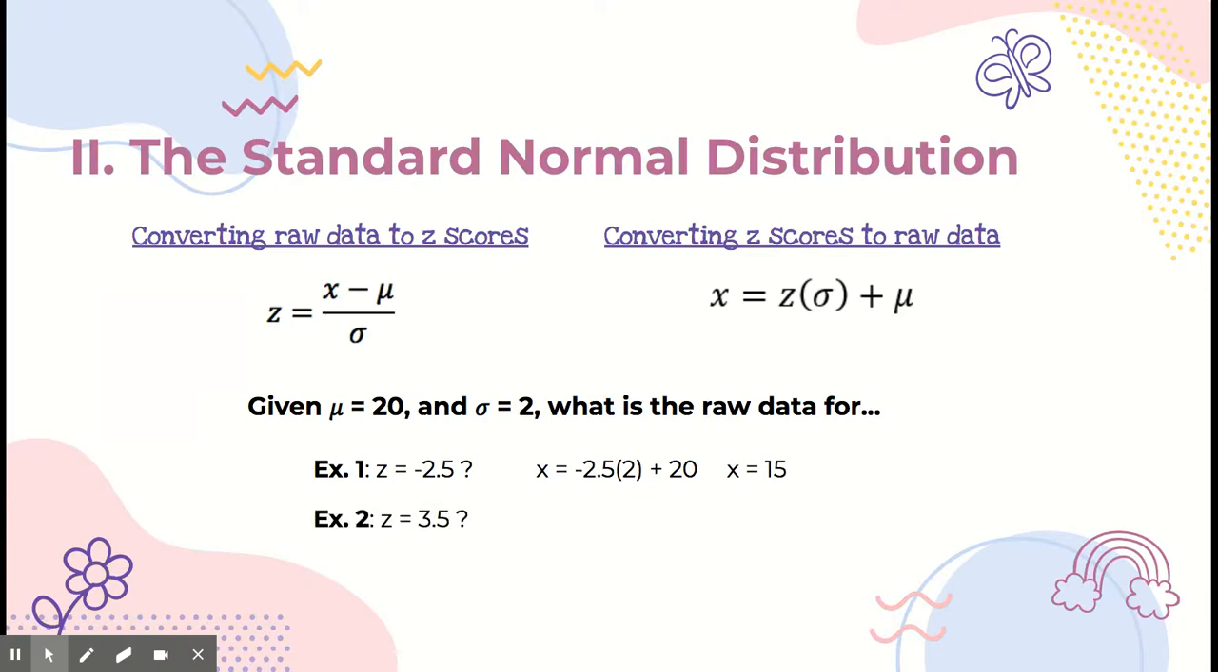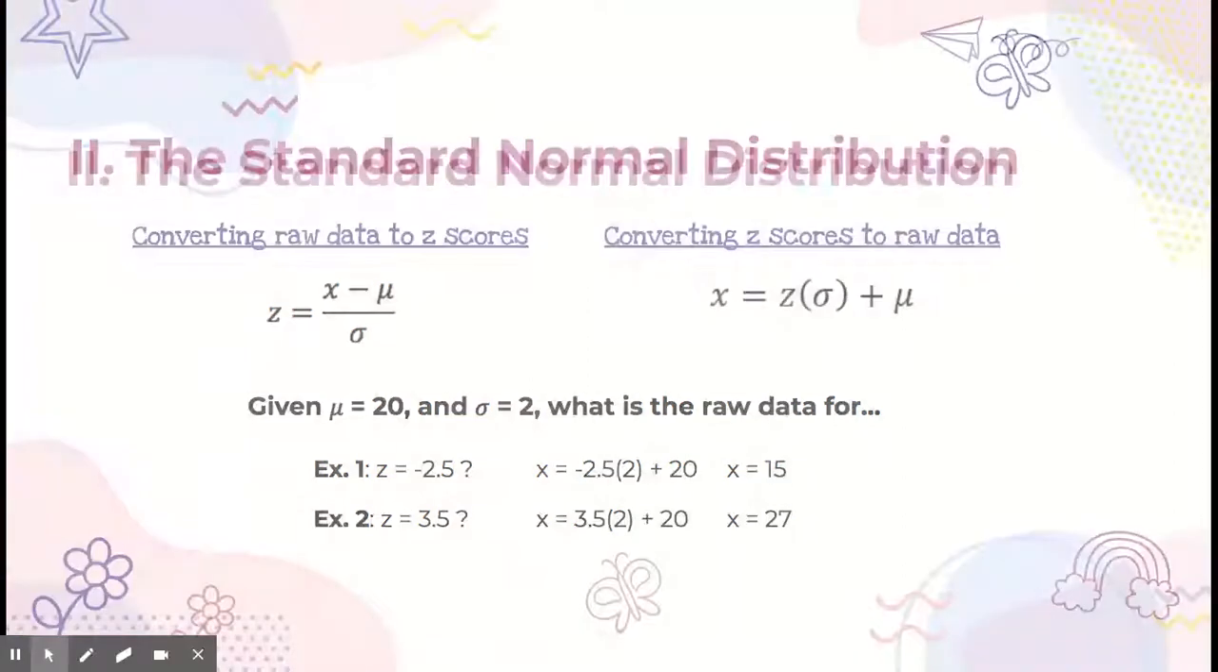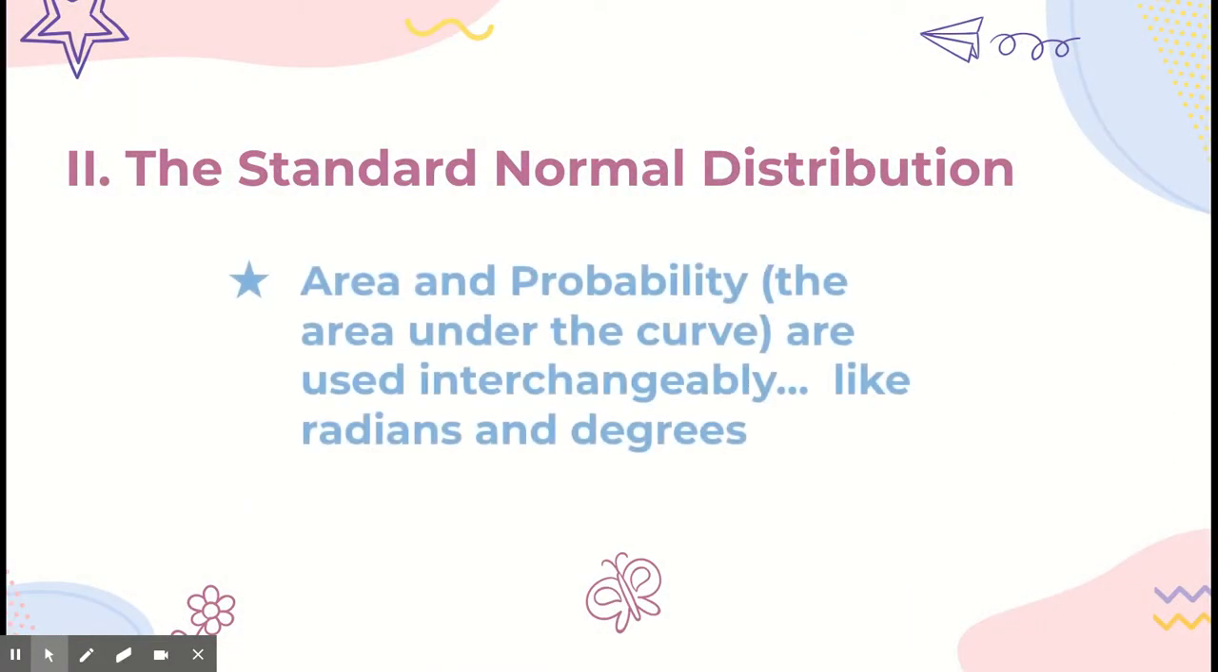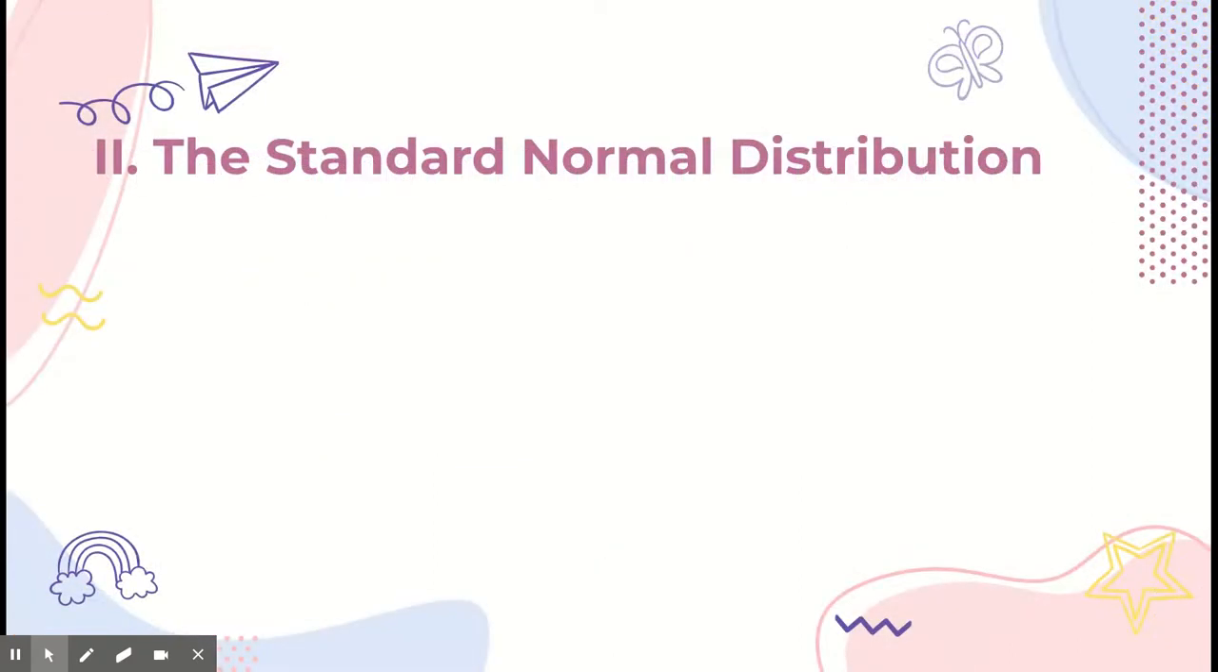If z equals 3.5, then the raw score is 3.5 times the standard deviation, which is 2, plus the mu, which is 20, or 7 plus 20, which equals 27. Area and probability, both of which are the area under the curve, are used interchangeably, like radians and degrees on a unit circle. Now we're going to use the table in the back of your book, specifically tables 5 and 5a in Appendix 2.